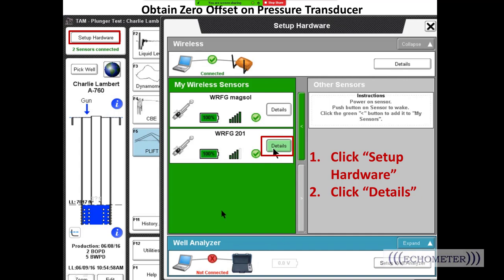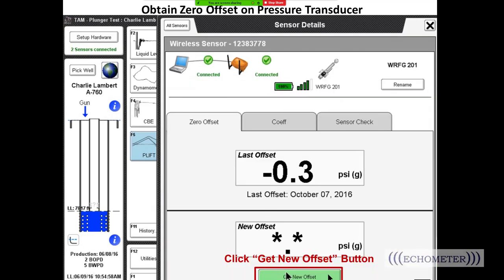We have, in this case, two gas guns. And we're going to go into the different gas guns and zero the pressure on the gas guns before we start acquisition. So we'll click on the details button and then get the zero offset of the pressure transducer before we start. And then we'll have it zeroed before we apply pressure to the gas gun.